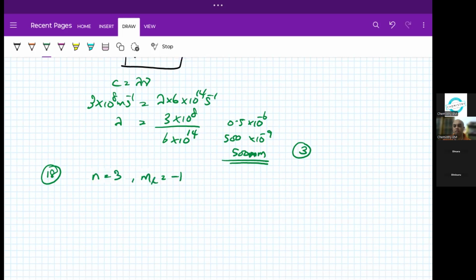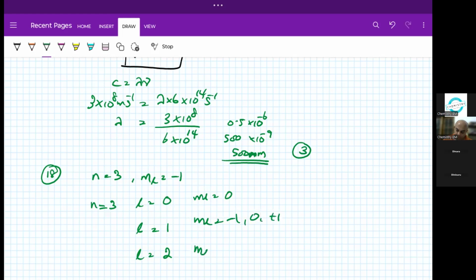So this is our table, right? They're asking about our table, the main table. So when n is equal to 3, L is equal to 0, L is equal to 1, and L is equal to 2. So here ml values will be 0. Here ml values will be -1, 0 and +1. Here ml values will be -2, -1, 0, +1, and +2.